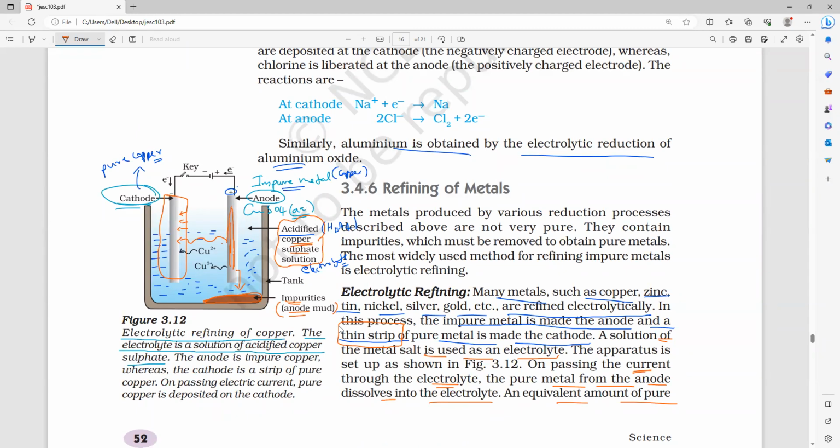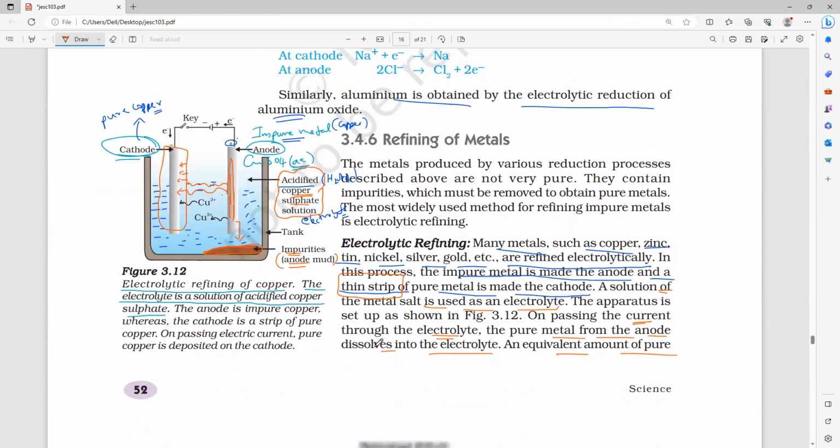All of you remember, from the anode, the copper will dissolve in the electrolyte and it will go towards the cathode. So that is why the thickness of the cathode increases and the thickness of the anode keeps on decreasing. Now I want anode and cathode reactions. Can anybody tell me?